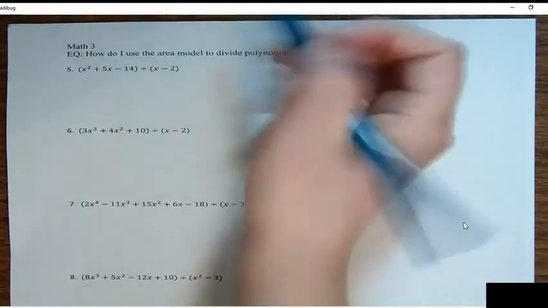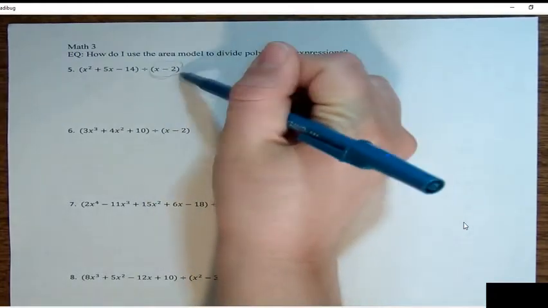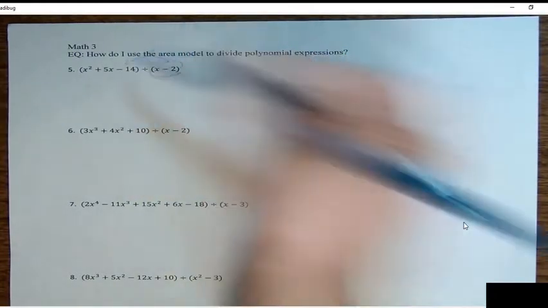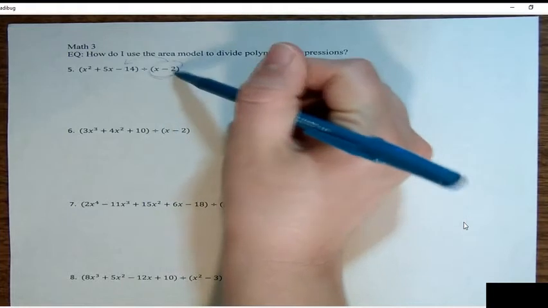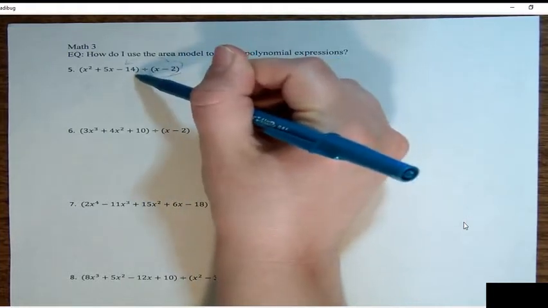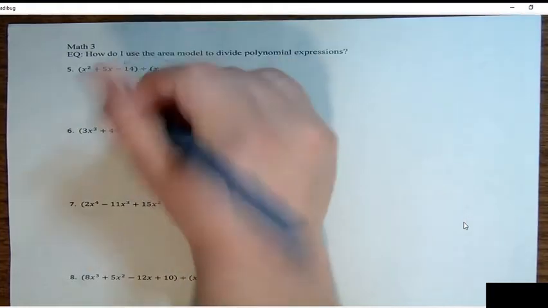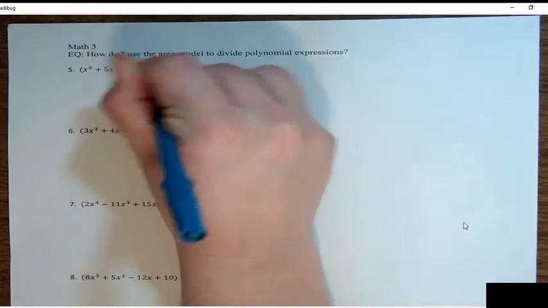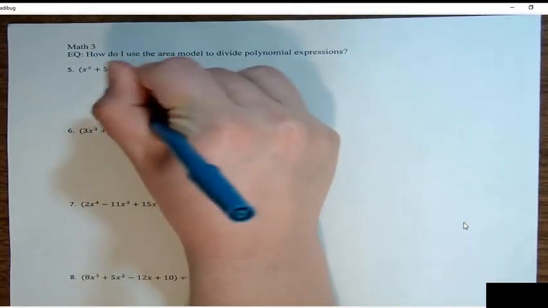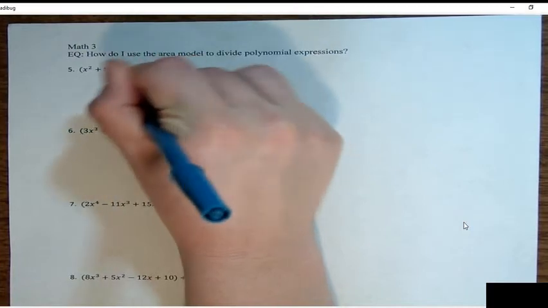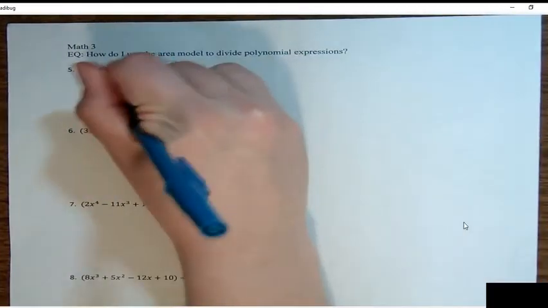Okay, so this means that we're taking this and we're dividing it into this. So this is our divisor and this is our dividend. Because this is our divisor, we need a box that has 2 units on the side, so that we can put our x and our -2 on the left.